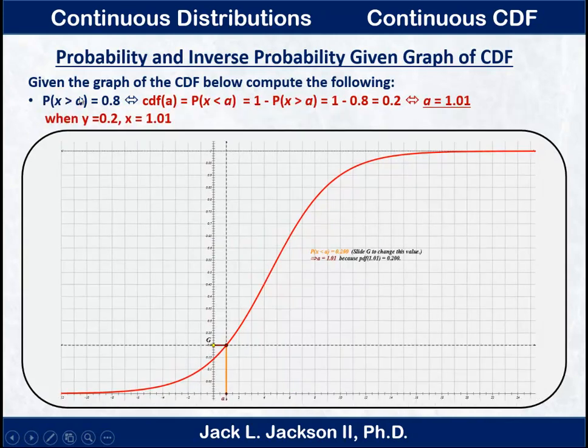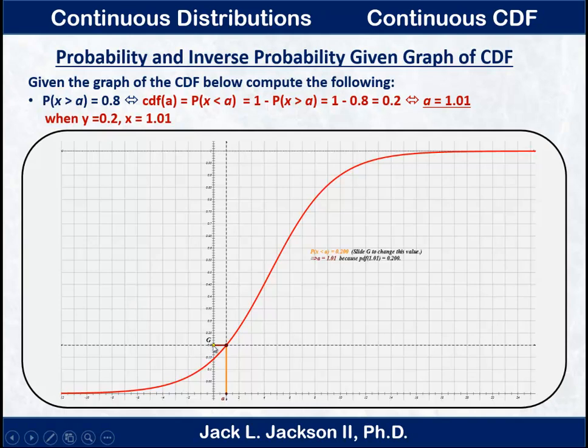Alright, here's another one. This time we know the probability to the right, not to the left, a greater than probability. Well, if the probability that x is greater than a is 0.8, the probability that x is less than a is 1 minus the probability that x is greater than a, which is 1 minus 0.8, which is 0.2. And remember, that is the CDF. So the y value we're looking for is 0.2, not 0.8, but the complementary probability of 0.2.